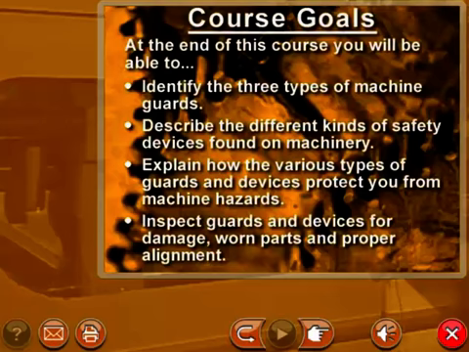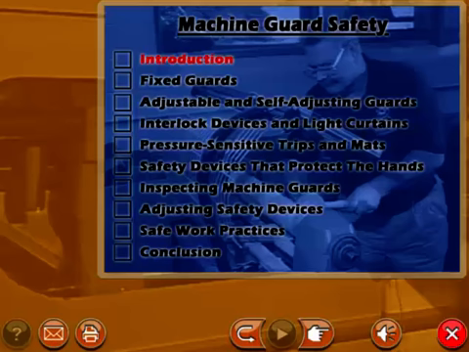At the end of this course, you will be able to identify the 3 types of machine guards, describe the different kinds of safety devices found on machinery, explain how the various types of guards and devices protect you from machine hazards, and inspect guards and devices for damage, worn parts, and proper alignment. Press the forward hand to begin the Introduction to Machine Guard Safety.